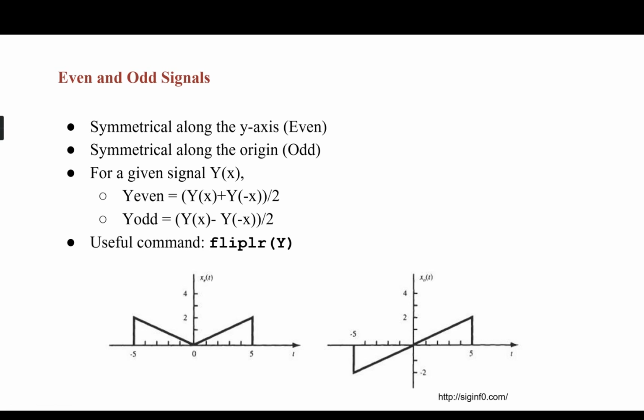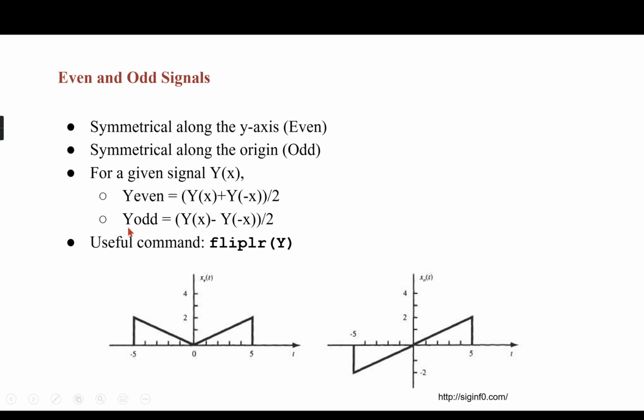For any signal, you can extract the even part of the signal by simply using the formula: y even, or the even part of the function y, is equal to y of x plus y of negative x, divided by 2. So you're adding this point to this point, y of minus x and y of x, in this case y of minus 5 and y of 5. You add them together first and then divide by 2. This will give you the even part at this point. Remember, this is just a mathematical expression, it's not Matlab code, so we'll have to translate it to Matlab code.